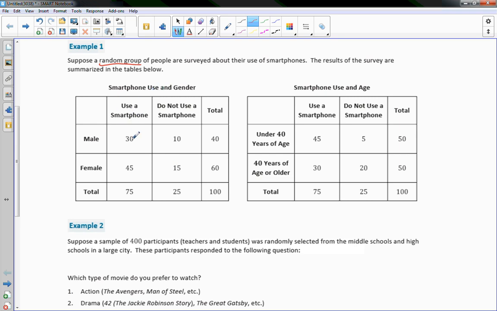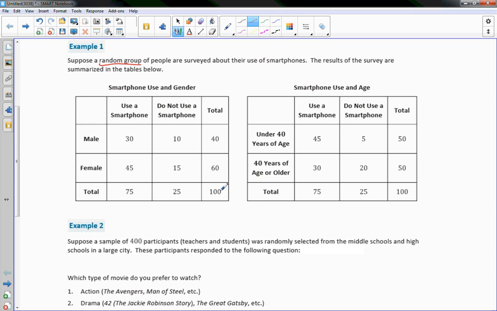Okay, so 30 males used a smartphone, 10 males did not. There were a total of 40 males. 45 females used a smartphone, 15 did not, for a total of 60 females. And notice the rows always add up. 30 plus 10 is 40. 45 plus 15 is 60. Those are the rows adding up.